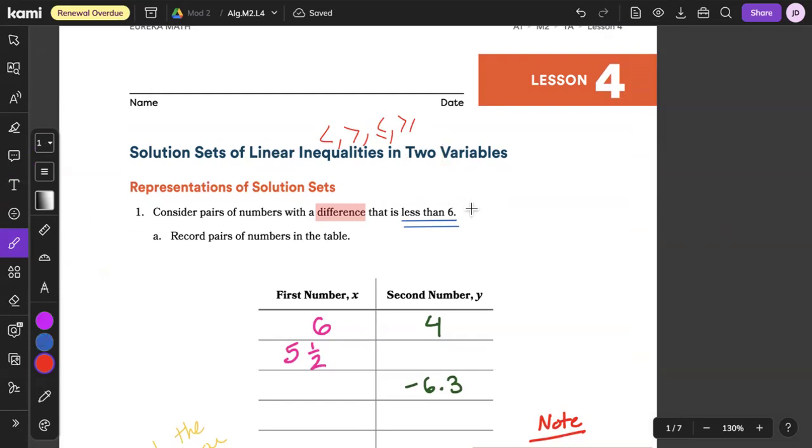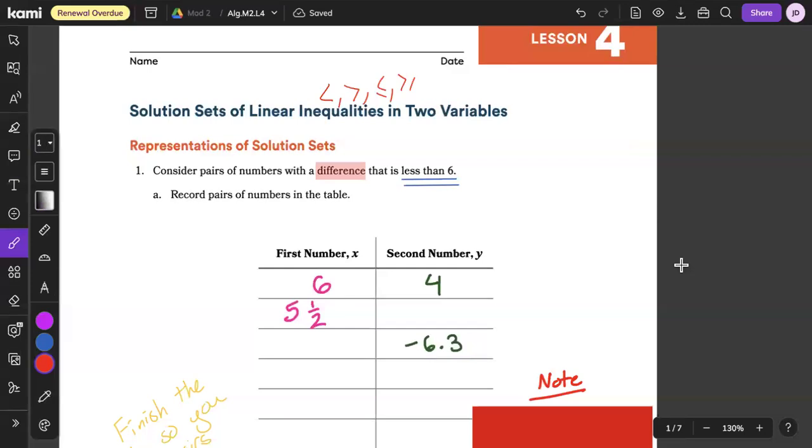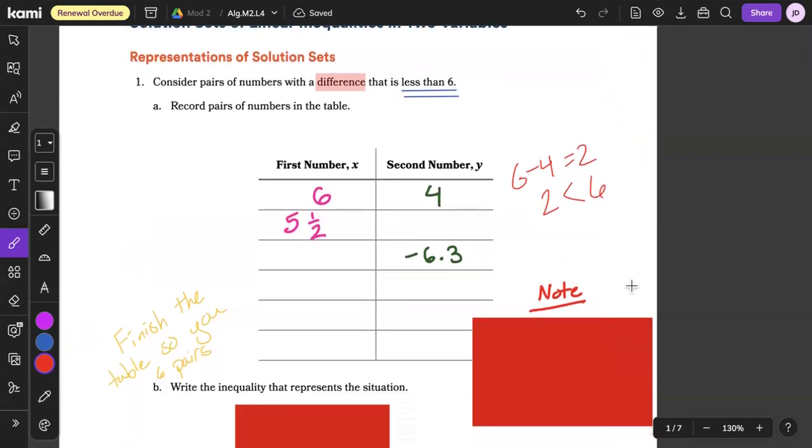So starting by filling in this table, it says consider the pair of numbers with a difference that is less than 6. This is just like lesson 1, was it? So I have an example here, 6 and 4. If I do 6 minus 4, I get 2. And of course, 2 is less than 6. I've given you some starters for a couple more. But on your own, go ahead, finish up so you have a table with 6 pairs.